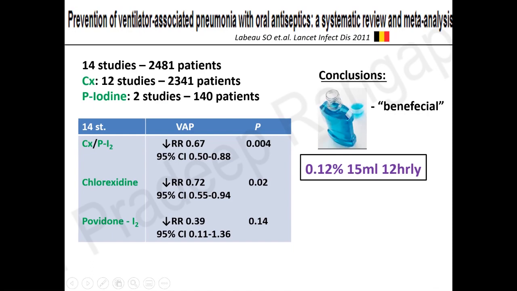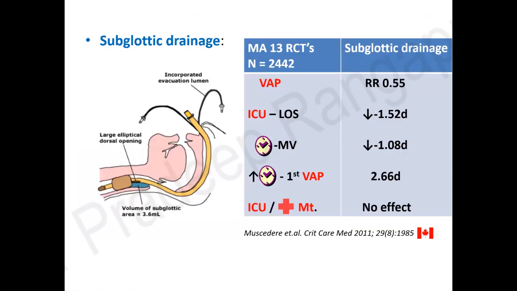So the conclusions they made from this study, which has been adopted as one of the standard VAP bundle, is to use chlorhexidine oral rinses, found to be beneficial in reducing the risk of VAP. And the recommended dosage is that it has to be used at least 8 to 12 hourly, 0.12%, 15 ml, 12 hourly. So that is the dosage one should consider. This is a very simple thing which should be adopted in practice to reduce the patient's risk of developing VAP. So now we look into other modalities like subglottic drainage.